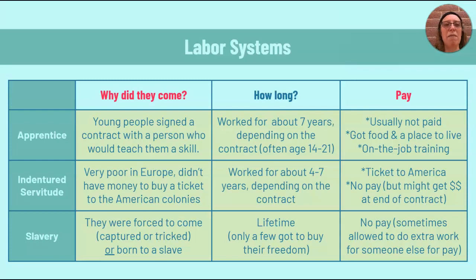Take a look at the chart again. What do you notice that is the same about all 3 types of labor? You probably saw that all 3 types of labor were unpaid. Keep in mind that even though indentured servants and apprentices were not paid, they stood to gain something that they wanted from their work. I want to make sure this point is very clear.